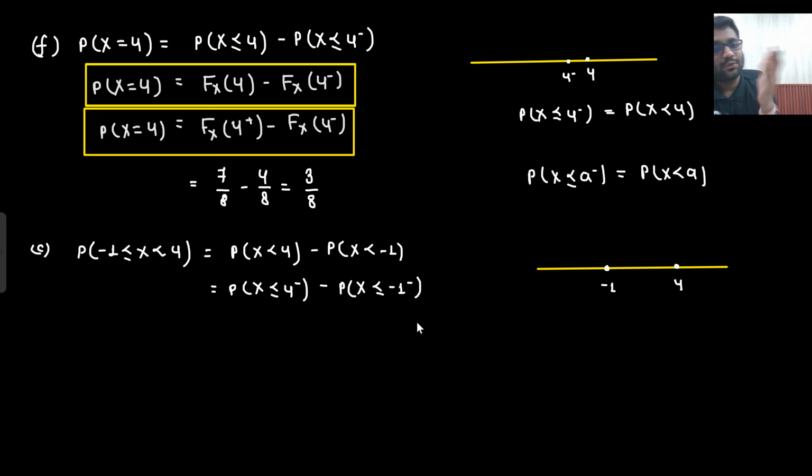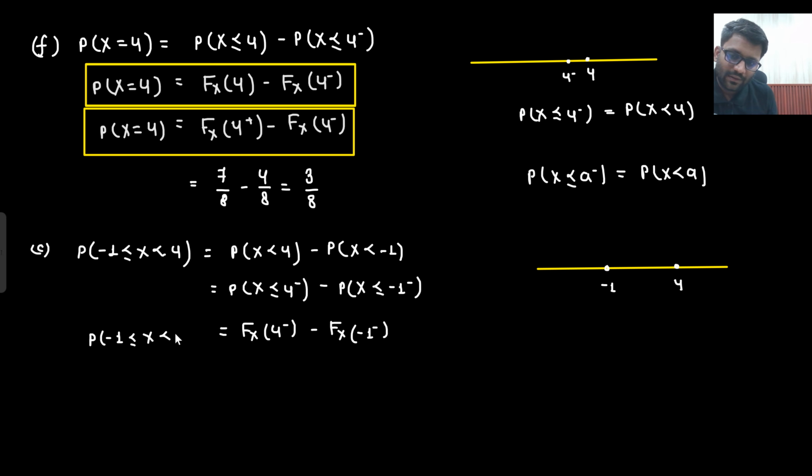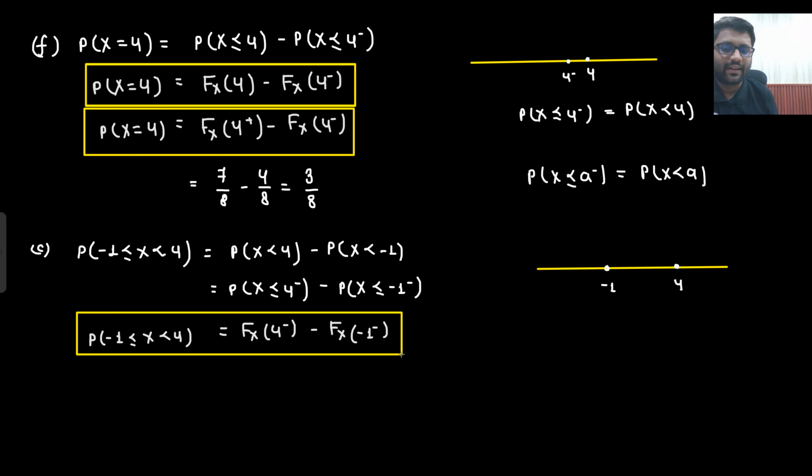Less than a, less than or equal to a minus. That means a minus till minus infinity. From a minus to minus infinity. And what does this say? From a minus to minus infinity only. This is also saying the same thing, right? So what this could be written as? Fx of 4 minus minus fx of minus 1 minus. So this is the first way of writing it down, which probably will not be mentioned in the options.